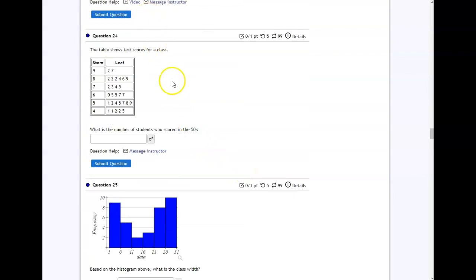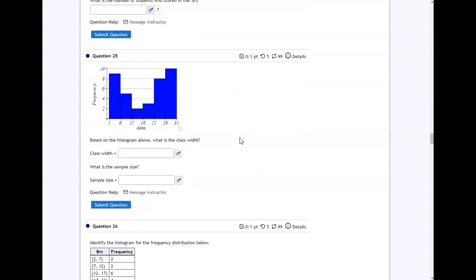Next, we have a stem and leaf plot. Remember, your stems here are your tens place, and your leaves are each ones place. So this represents a 92 and a 97, and an 82, an 82, an 82, 84, 86, 89, and so on. So it says, what is the number of students who scored in the 50s? Well, these are all our 50s, so we've got 1, 2, 3, 4, 5, 6, 7 that scored in the 50s.